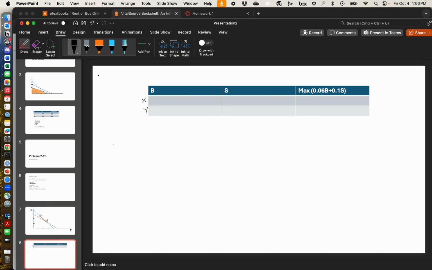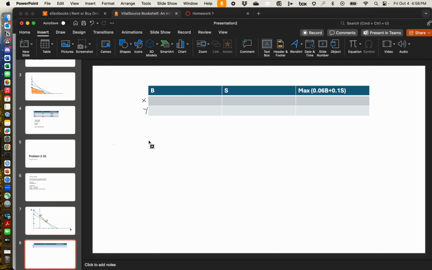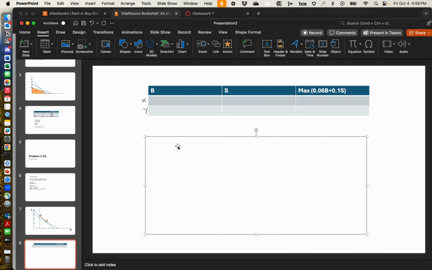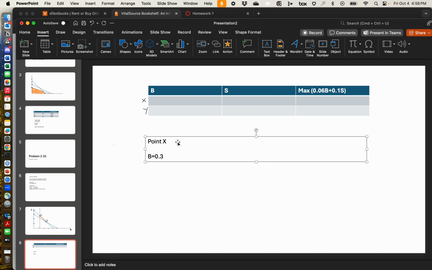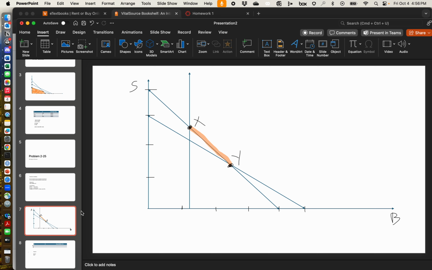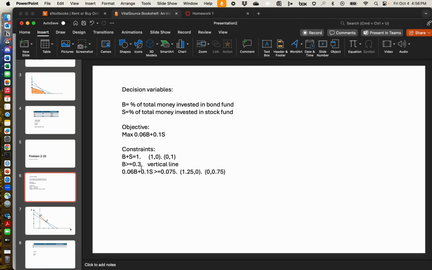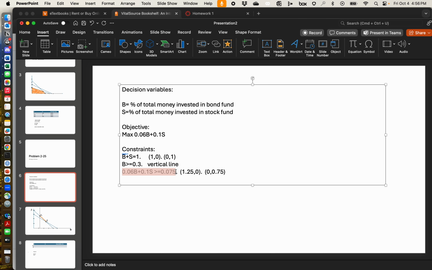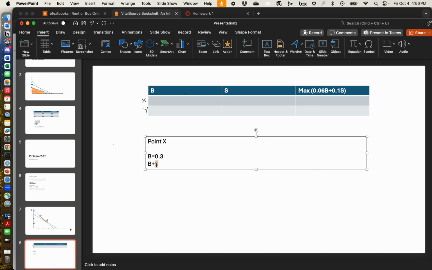Okay. So point X is the point of intersection of B is 0.3 and, which one is this? B is 0.3 and this is 1.25 and 0.75, right? Yes. So it's the second constraint, this constraint right here, but with an equal to. So that's point X. So let's solve this.